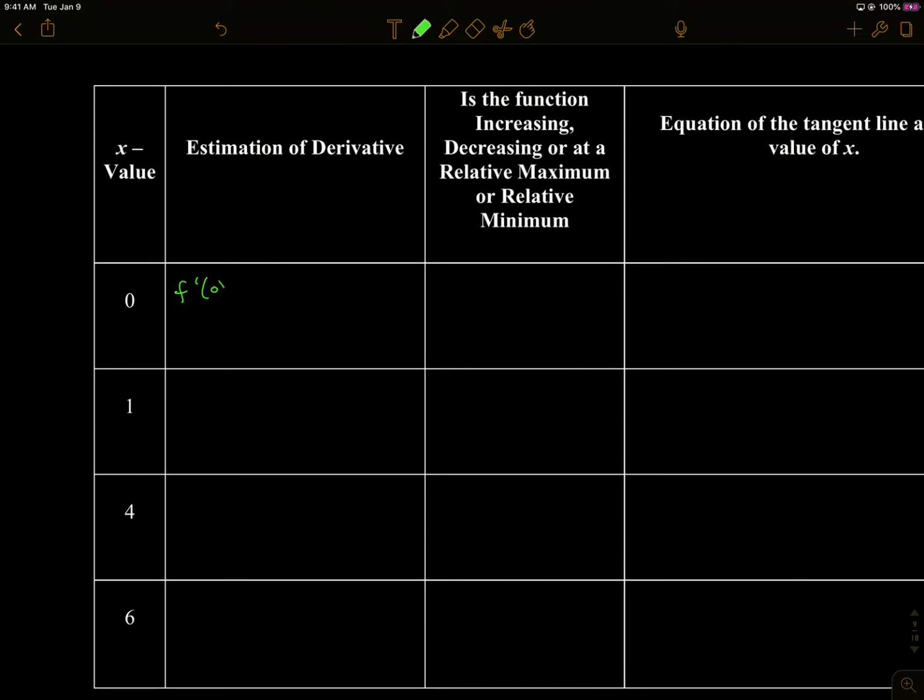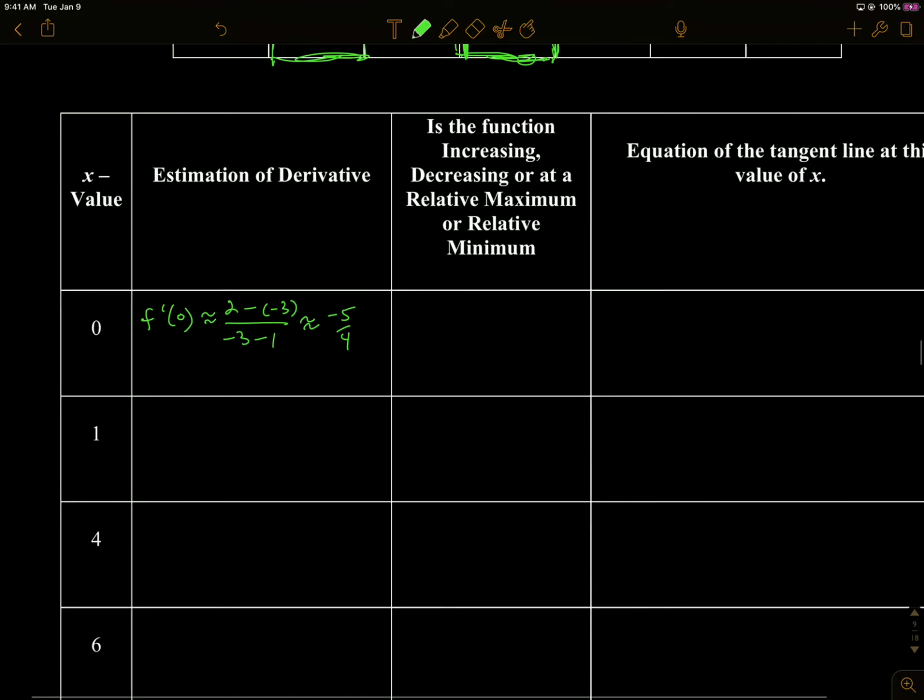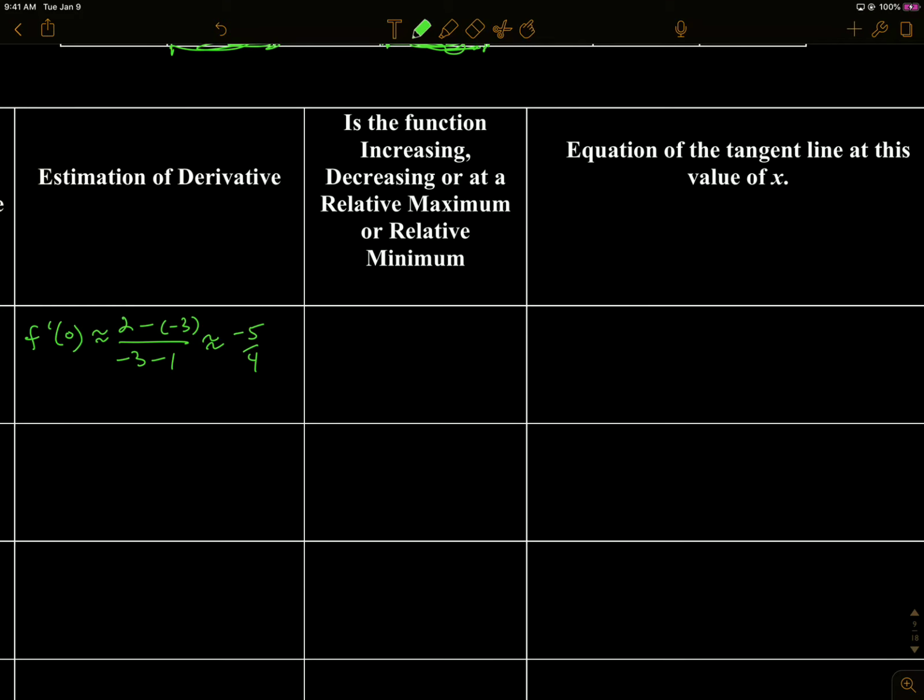So the derivative at 0 is going to be about, if I do my y minus my y over my x minus my x, so it's going to be about negative 5/4. So we can estimate our derivative there at 0 to be negative 5/4. And what does that mean about the function? Well, what we learned before is if we know the slope of the tangent line is negative, then we know that f of x itself must be decreasing.